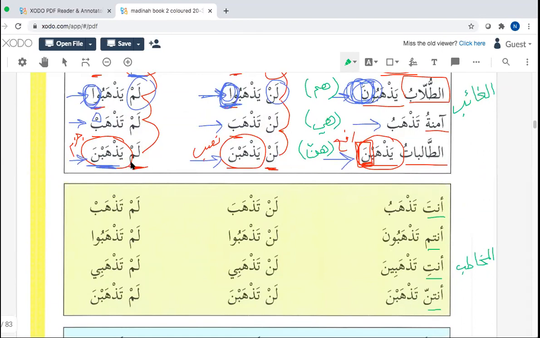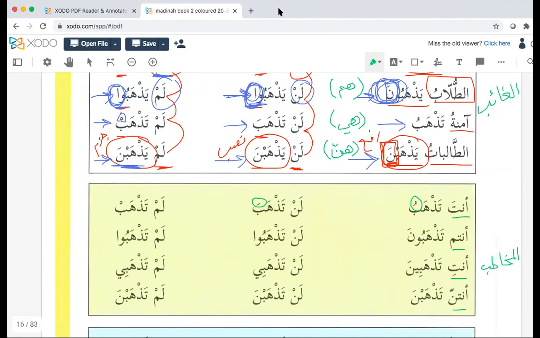Everyone take one line: the marfu', mansoob, and then majzoom. Abu Hassan, you can take the first line, please. Anta tadhhabu, lan tadhhaba, lam tadhhab. Barakallahu feek. And here, alamatul raf'i is marfu'. You won't say the Dhamma in the i'rab; that's the state, marfu'. But I asked for the alama, not the hala. What is the alama, which is the sign? Dhamma. Barakallahu feek. Alamatul raf'i ad-dhamma, alamatul nasbi al-fatha, alamatul jazmi as-sukun.